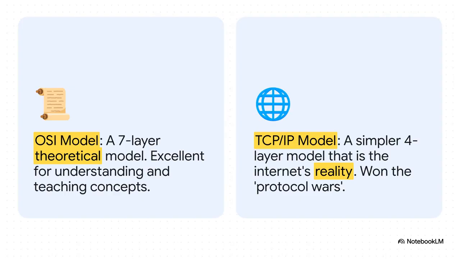So here's a really crucial distinction to make. While we all learn the 7-layer OSI model as this perfect blueprint, the actual internet we use every day was built on a simpler 4-layer model called TCP/IP. See, TCP/IP won what they call the protocol wars because it was just more practical to implement. But, and this is a big but, the OSI model's detailed 7-layer structure makes it a way better tool for thinking through problems and troubleshooting.